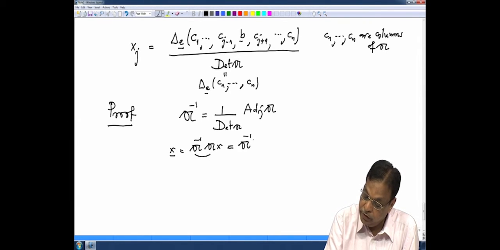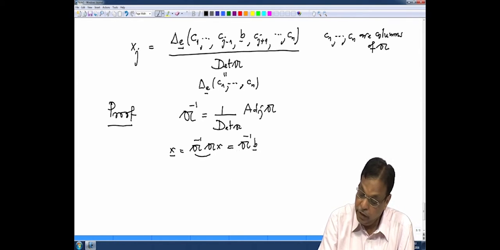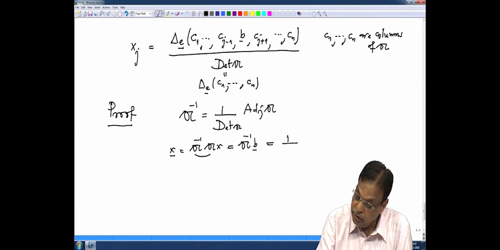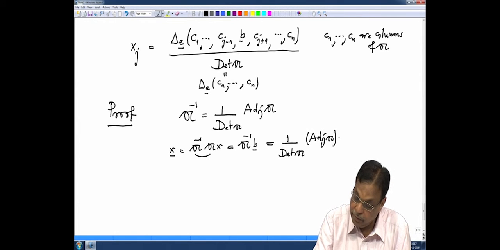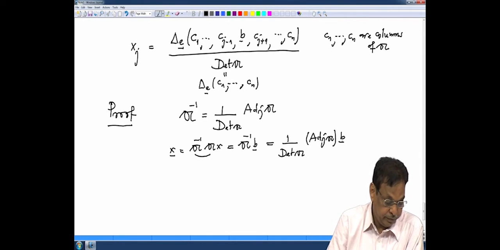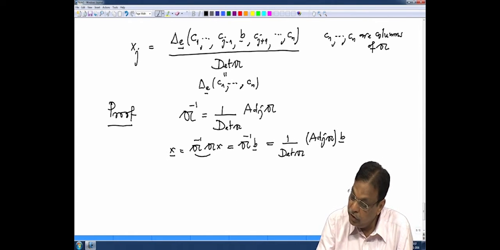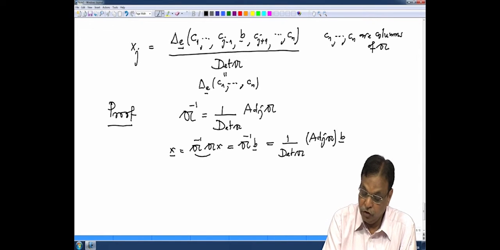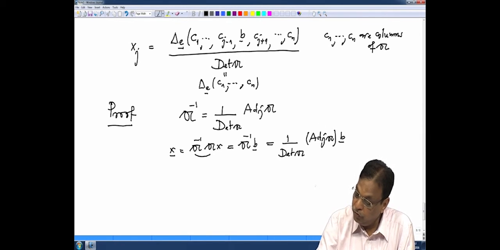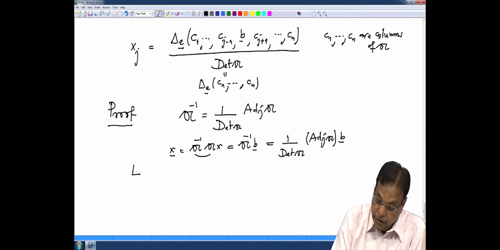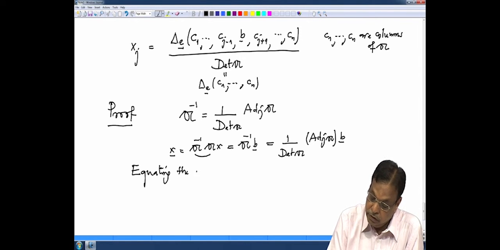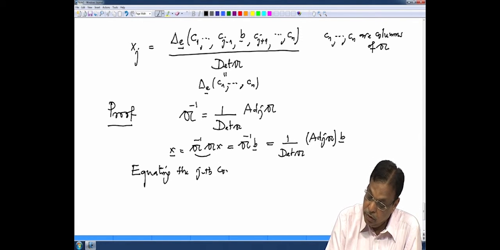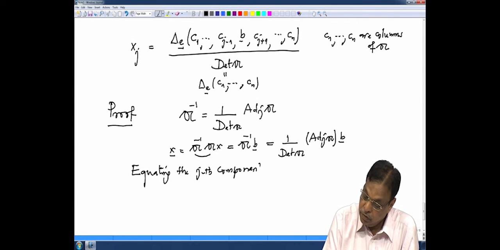So, this is A inverse B, but A inverse is 1 over determinant times adjoint of A, and this I have to multiply by the column vector B. And now I want to compare the jth component here. This is a column vector, this result is also a column vector, and equating the jth component on both sides.